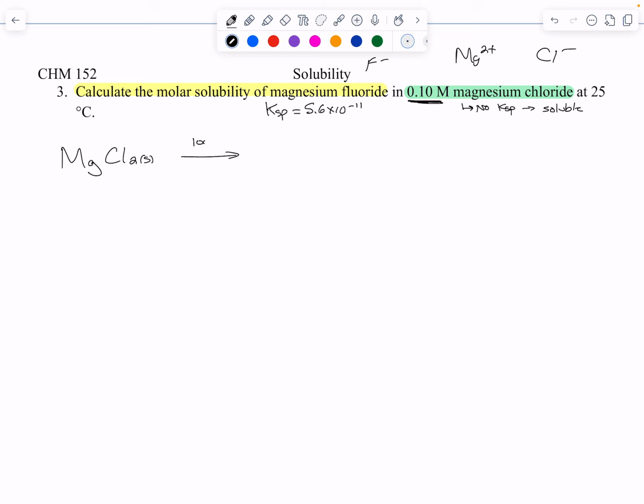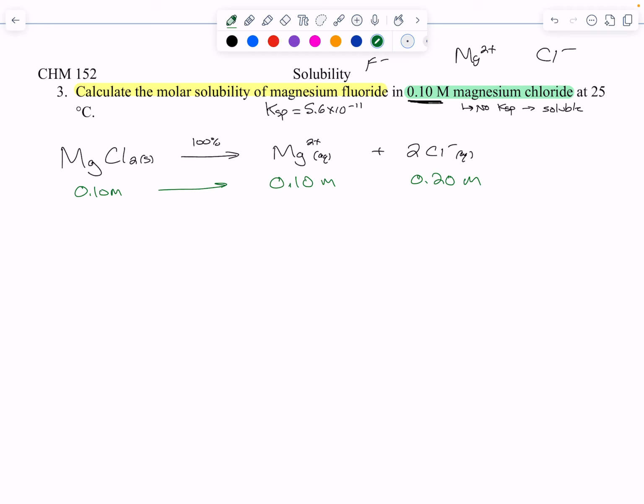This is 100% going to Mg2+ and 2 Cl-. And we have, what, 0.10 molar. So we have 0.10 molar and 0.20 molar. Excellent.